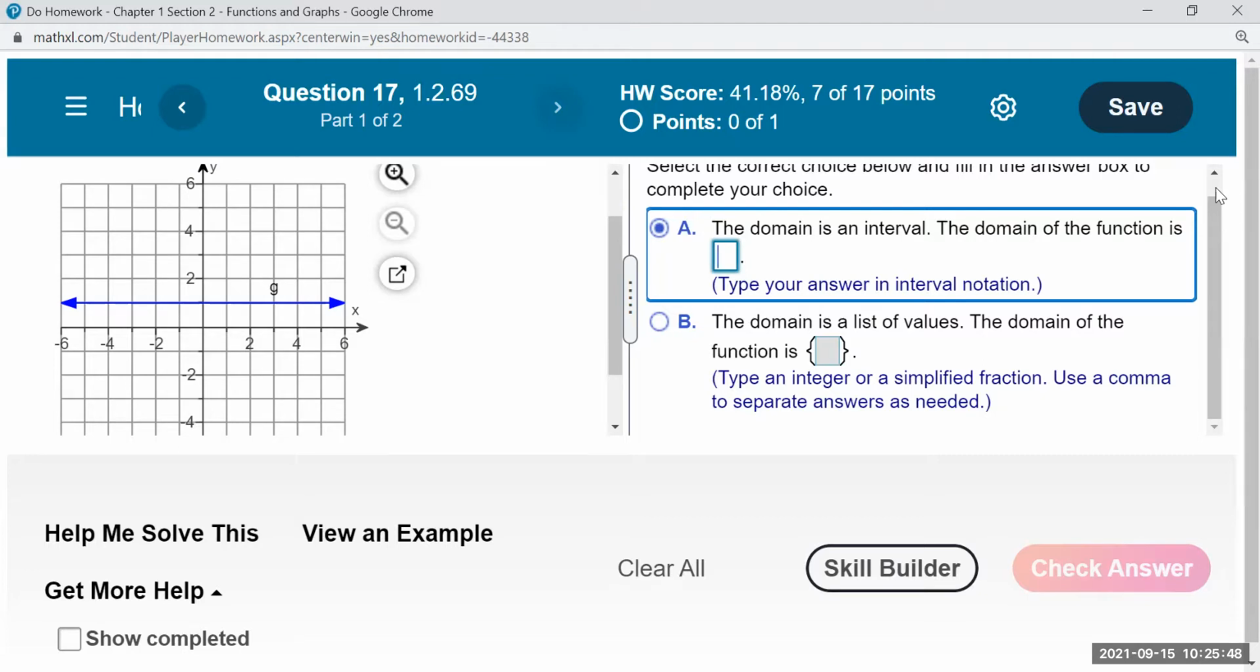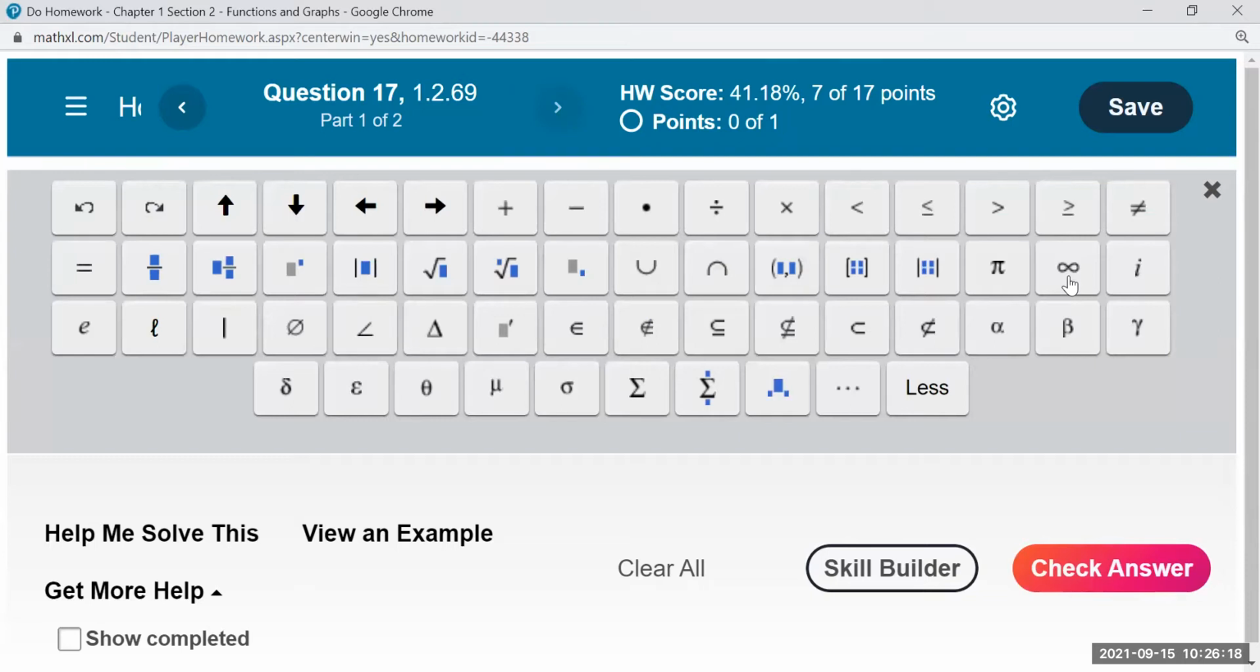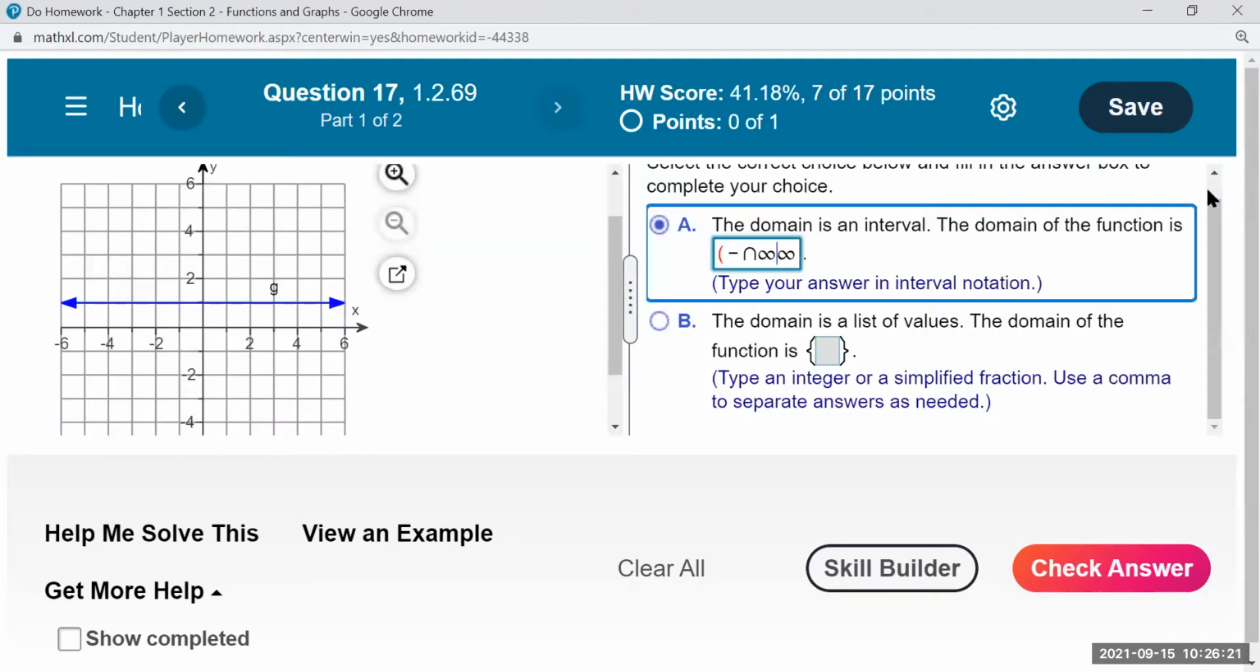Domain is the x value. What x values do I have? Where does the left side go? How far does it go? It goes to negative infinity. How about the right side? Positive infinity. So the domain goes from negative infinity, comma, positive infinity, and I close parenthesis.